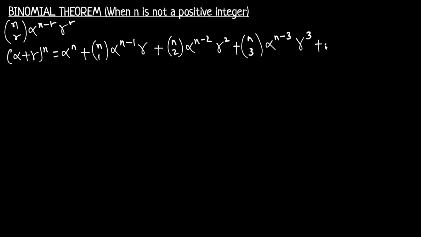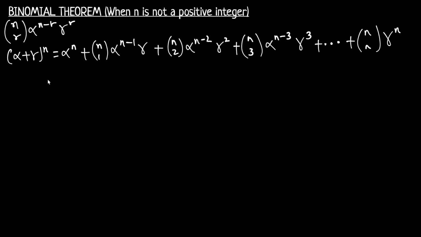Until you get to the last term. The last term is going to be such that the value of n and the value at the bottom are the same, so n combination n, and we have gamma to the power of n.